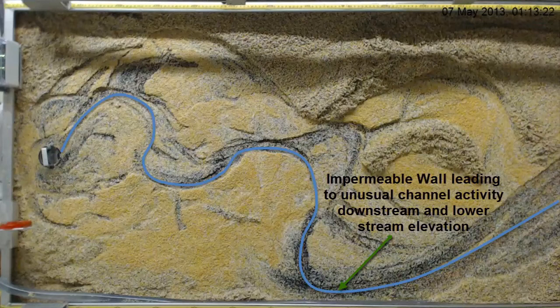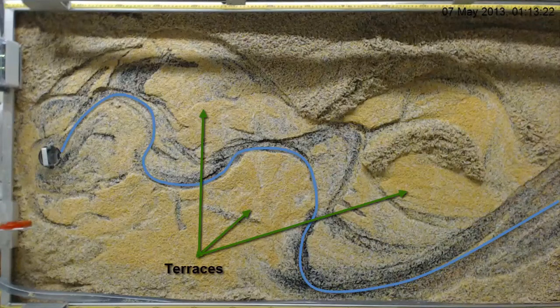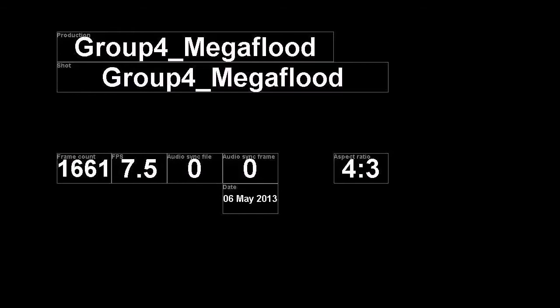The final valley had many terraces present. This video was compiled in 7.5 frames per second.